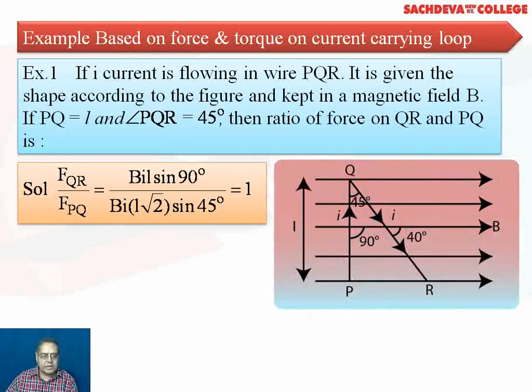Now you can see the diagram. That is, B is magnetic field, I is the current in the wire, and the angle is 45 degrees. Then PQ is making 90 degrees with B, whereas PQR is 45 and QR is making 45 degrees with B.